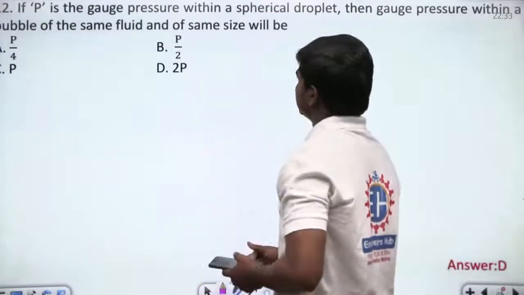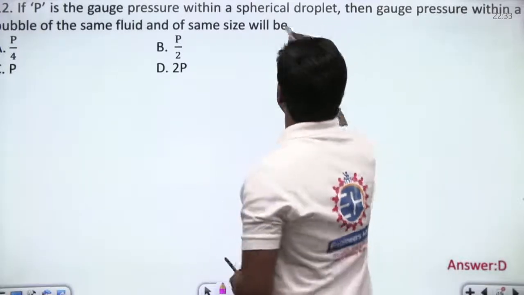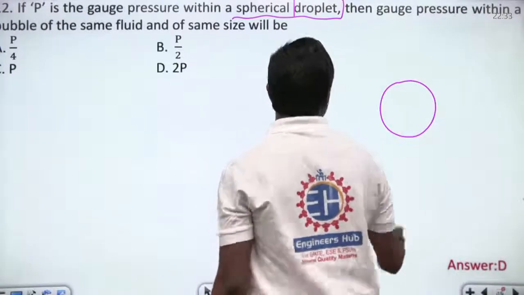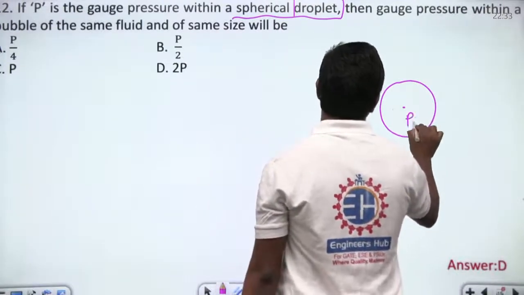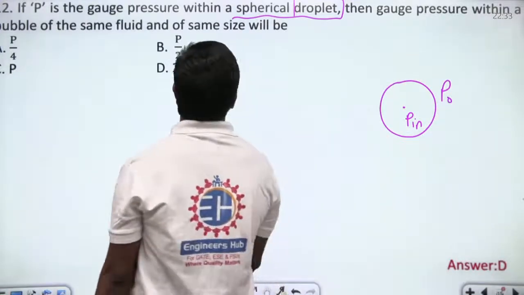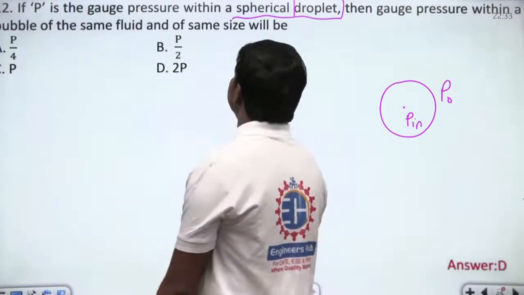If P is the gauge pressure within a spherical droplet, it's clearly given it's a spherical droplet. So there is some drop. This is P in at this point and this is P out. Okay, so there is the gauge pressure difference P within a spherical droplet, and the gauge pressure within the bubble of the same fluid and of the same size.